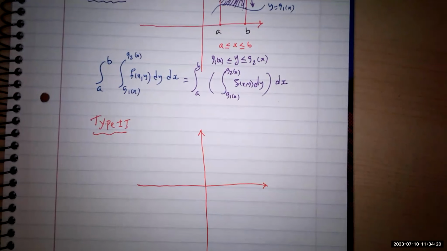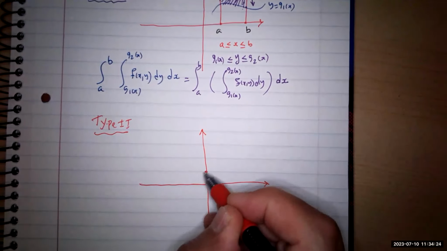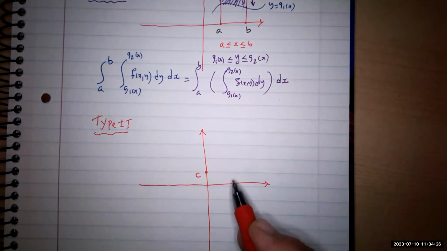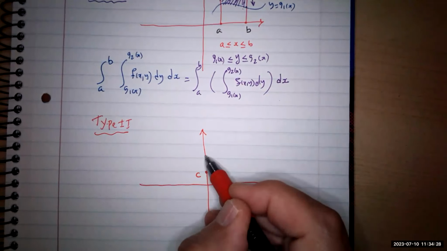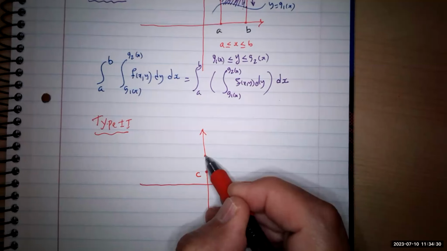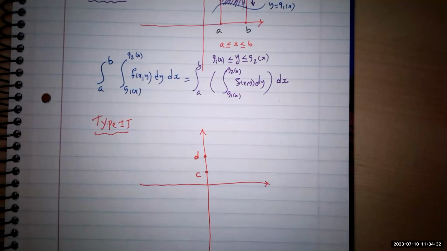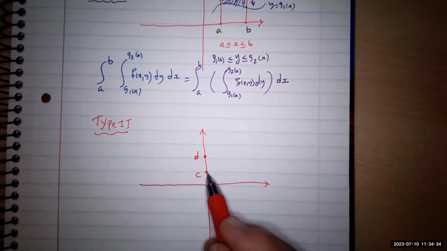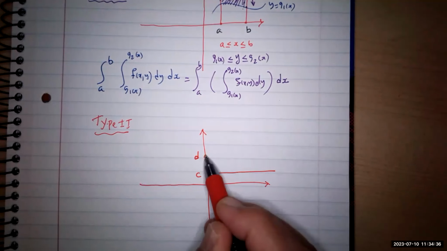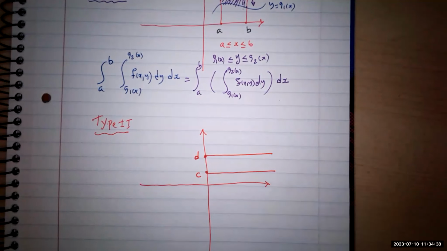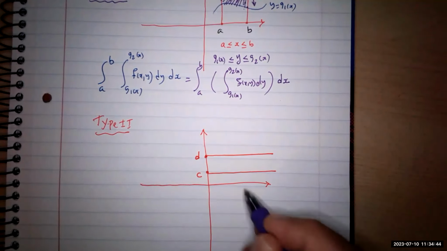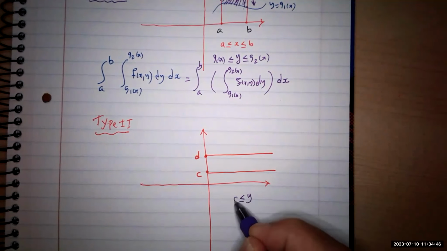So in this case, the y goes up and down. You may pick a number c here, and another number, let's say d here. These are going to be horizontal lines. So as you can see, your y is restricted, going up and down between two lines. It's going to be between c and d.